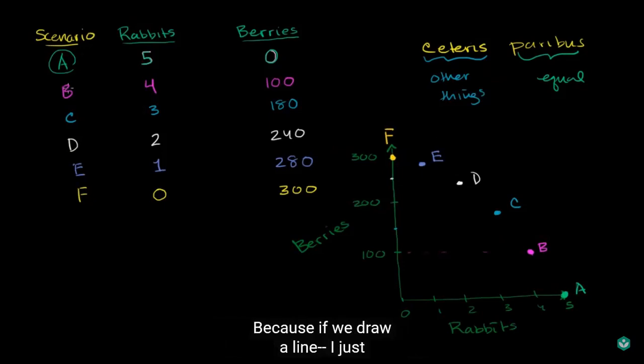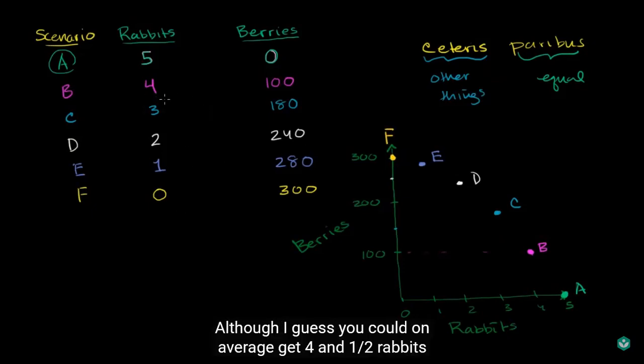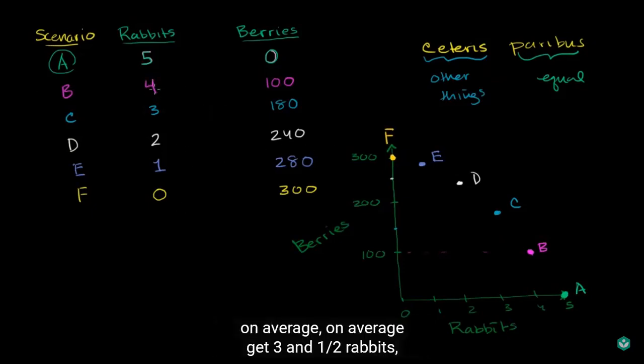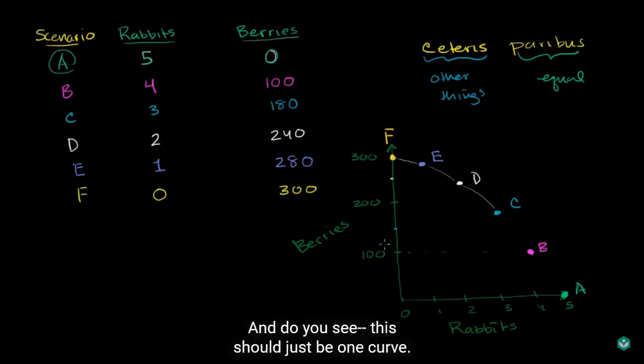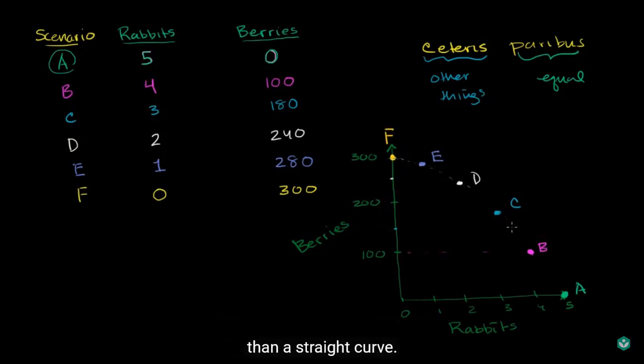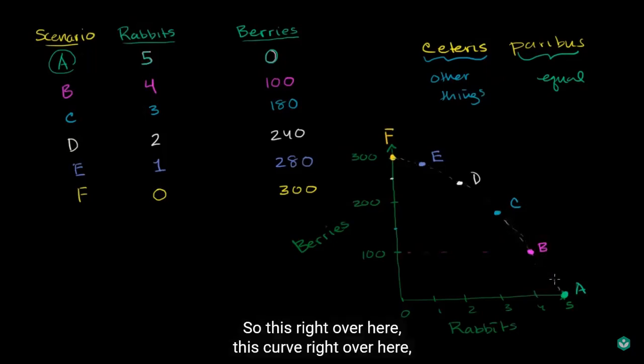Because if we draw a line, I just arbitrarily picked these scenarios, although I guess you could on average get 4.5 rabbits, on average get 3.5 rabbits, and then you'd have a different number of berries. So these are all points on the different combinations between the trade-offs of rabbits and berries. So let me connect all of these. Let me connect them in a color that I haven't used yet. And what you see, it should just be one curve. So I'll do it as a dotted line. It's easier for me to draw a dotted curve than a straight curve. So this curve right over here represents all the possibilities of combinations of rabbits and berries.